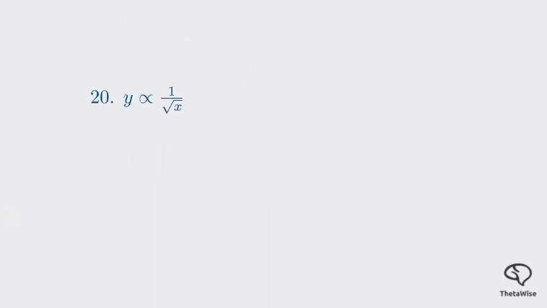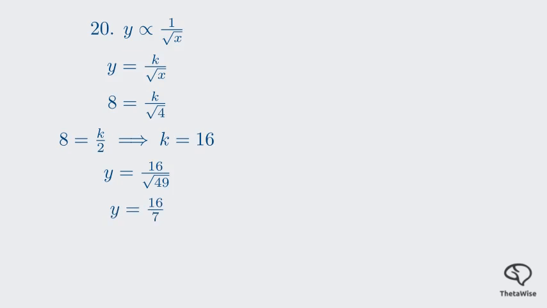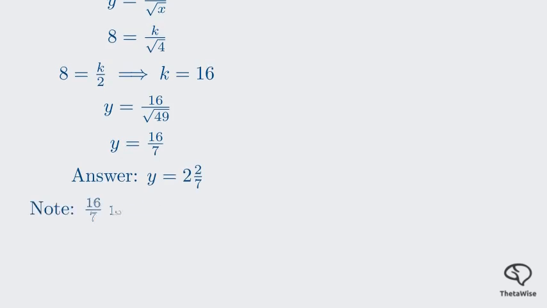Question 20. y is inversely proportional to the square root of x. We start by writing the equation y equals k over the square root of x. Substitute the initial values y equals 8 and x equals 4 to find k. This simplifies to 8 equals k over 2, so k equals 16. Our formula is y equals 16 over the square root of x. Now we substitute x equals 49. This gives y equals 16 over 7, which simplifies to 2 and 2 sevenths. Leaving the answer as 16 sevenths is also perfectly acceptable.